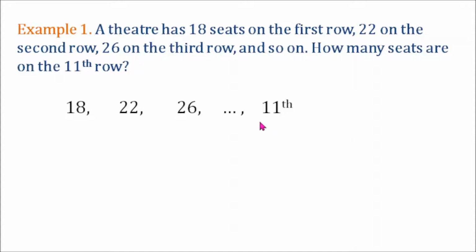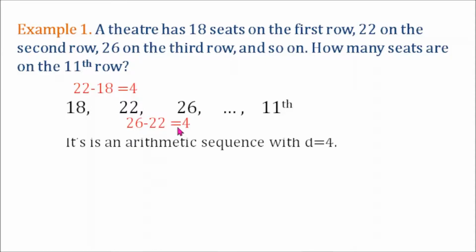First, we are going to do the arithmetic sequence test. 22 minus 18 equals 4. 26 minus 22 also is equal to 4. So this means it's an arithmetic sequence with common difference 4. Now, this means 18 is the first term, 22 is the second term, 26 is the third term, and we are asked to find the 11th term.